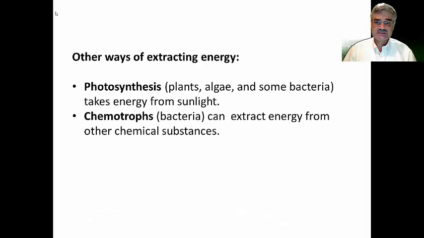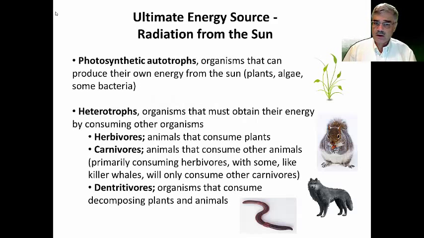Now, other living systems have found other ways to extract energy needed for life. These include photosynthesis: plants, algae, some bacteria, which obtain their energy directly from the sunlight. A process, of course, which we call photosynthesis. Also, there are organisms that are chemotrophs. These are generally bacteria, and they can extract energy from other chemical substances. The ultimate source of energy for all life forms on planet Earth is actually radiation from the sun.